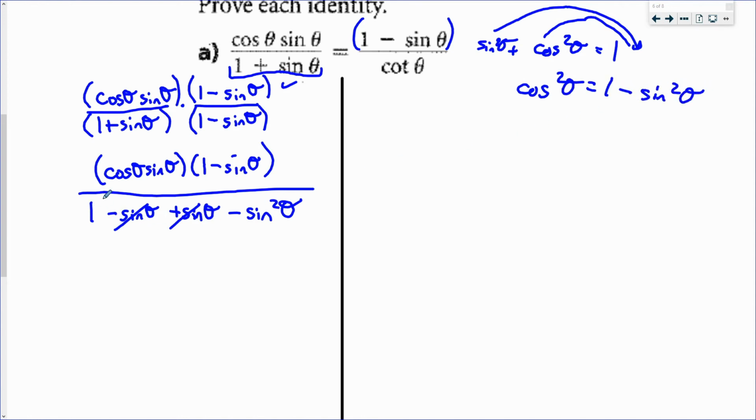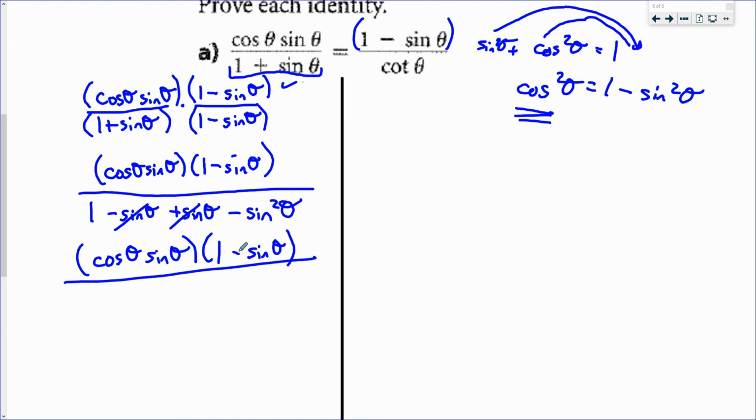Well, we have 1 minus sine squared theta in the bottom. So I can write cos squared theta. So cos theta, sine theta, not changing that. Remember, you've got to show every step, so you can't skip any of this. Recopy all of that and just write cos squared theta.